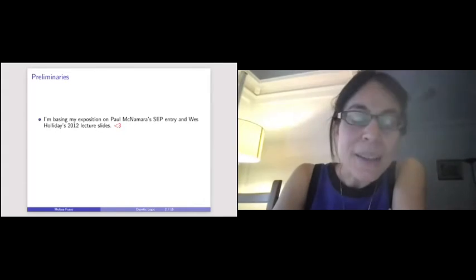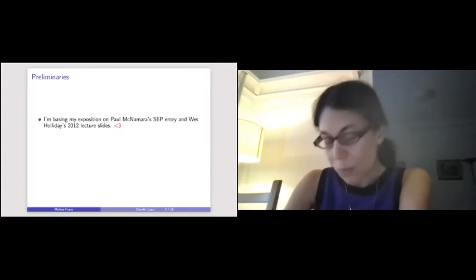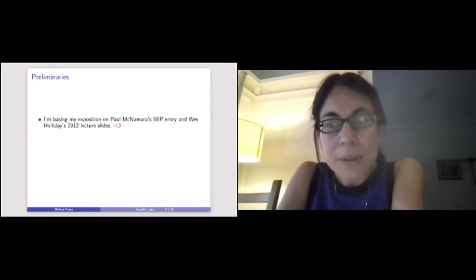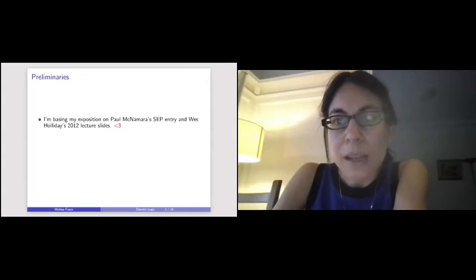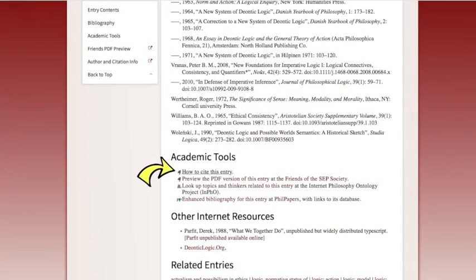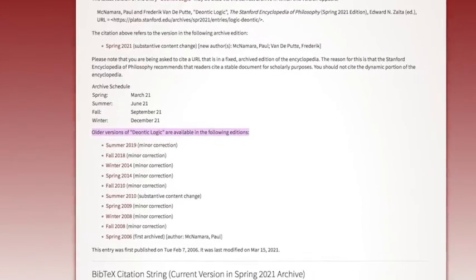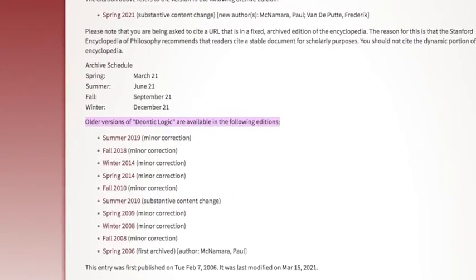I did notice the other day when I was preparing these slides that McNamara's Stanford Encyclopedia entry has since been updated, but there is a link at the end of these slides in the bibliography that can take you to the original version. I'm sure the updated one is interesting and expanded now, but what I'm basing my exposition on is the older version.